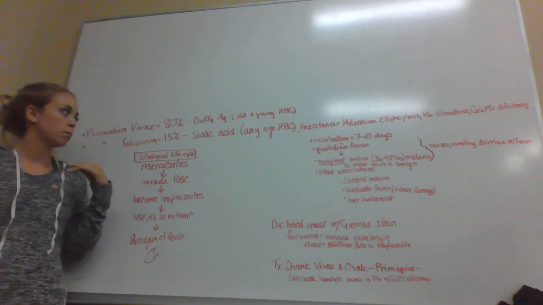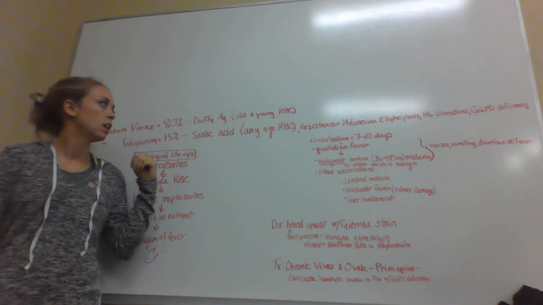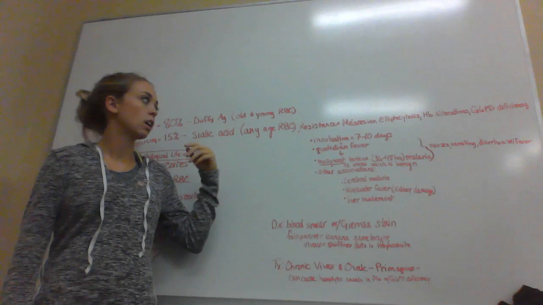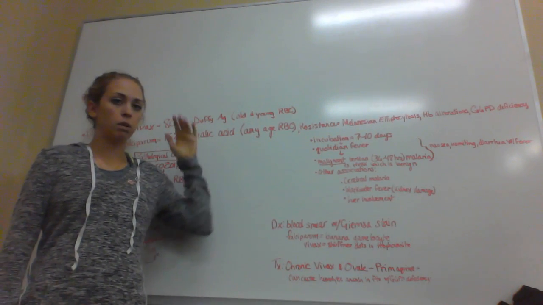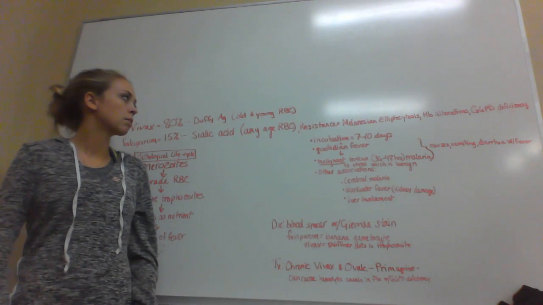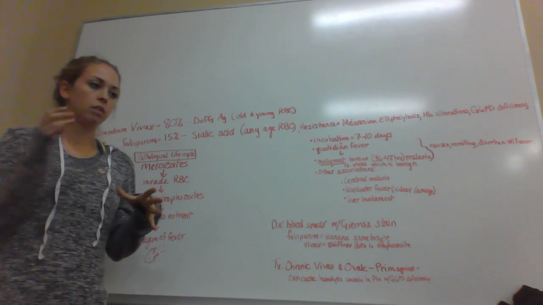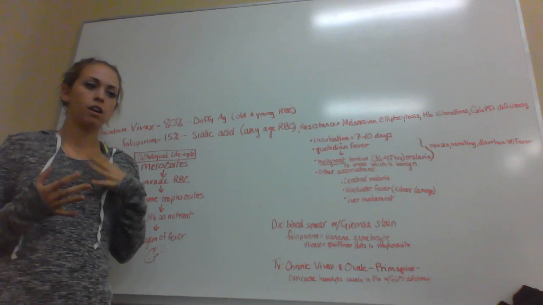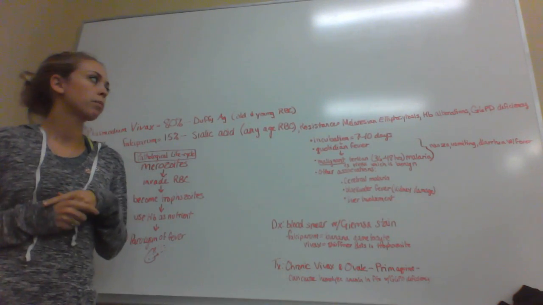Falciparum malaria only affects 15% of people who are affected with malaria, but it can affect any age red blood cell, so even your healthy cells, because it affects the sialic acid, and that's present in all ages of red blood cells. Some people in places where malaria is endemic and very common can develop other mutations in their blood cells to be resistant to malaria.